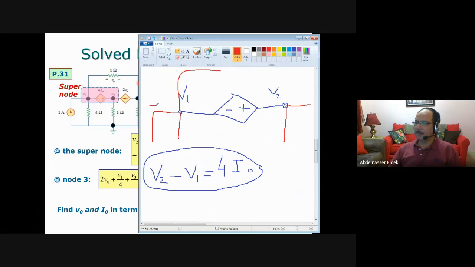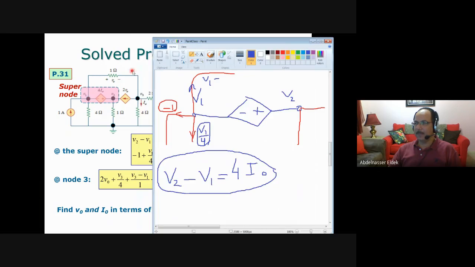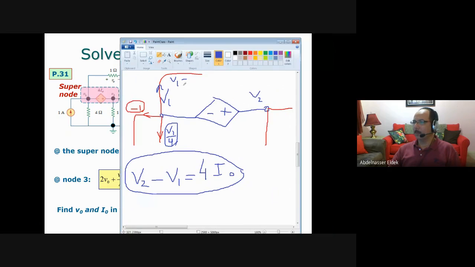First current is negative 1 ampere, because you have a current source and it is opposite to this. Second current equals V1 over 4 ohm. Third current is V1 minus, I believe it is V3, yes, V1 minus V3 over 1 ohm.